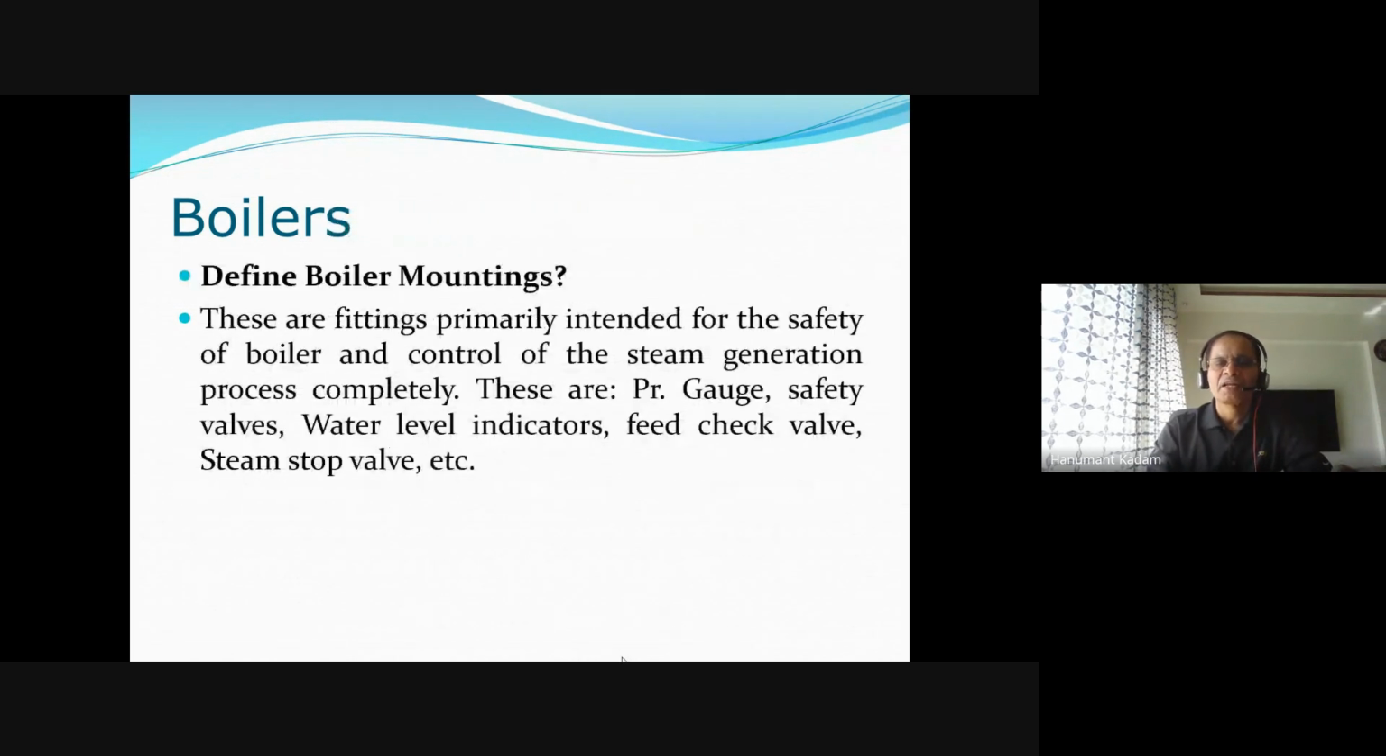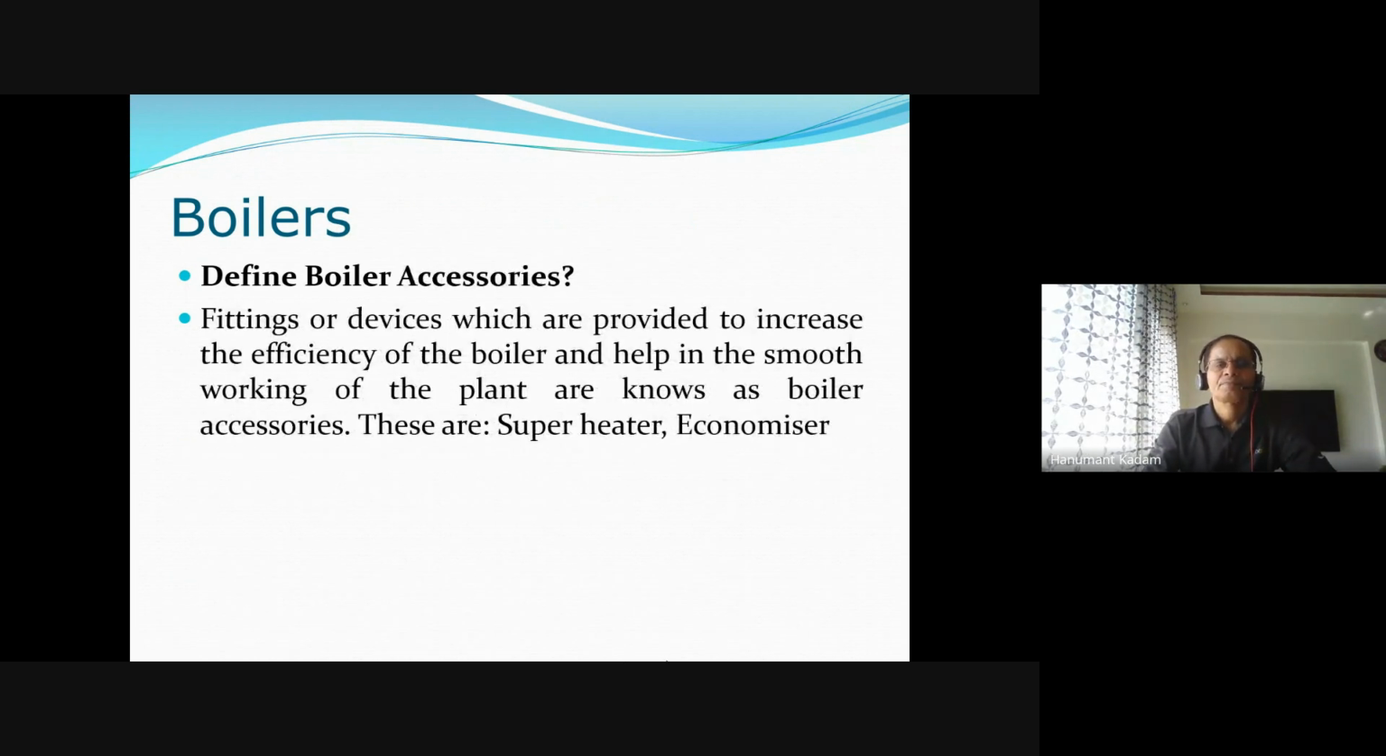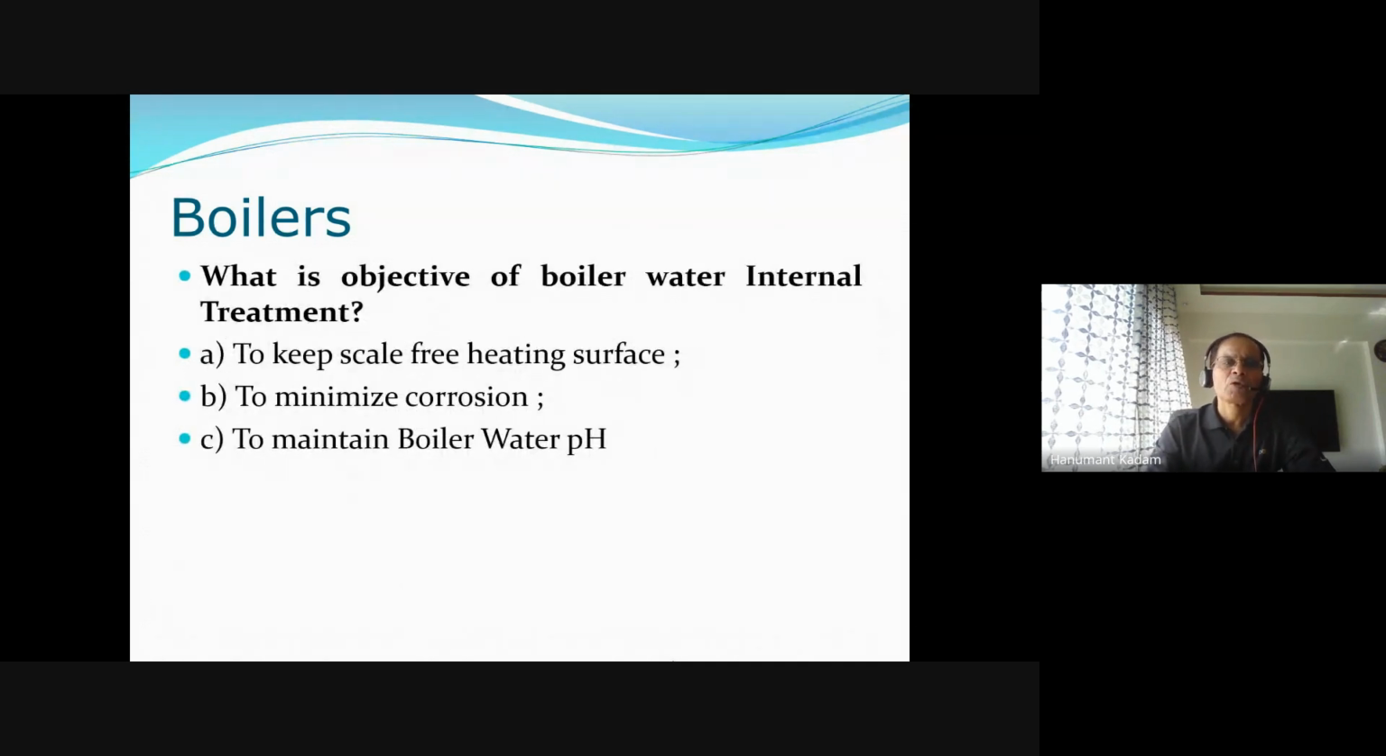So I'm skipping some slides which are not relevant today. These are some from a mechanical point of view.